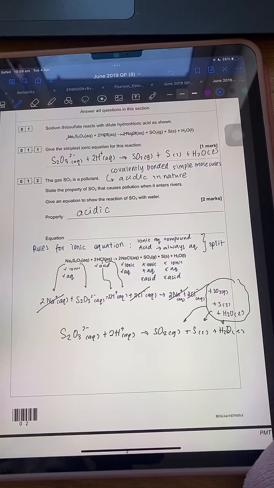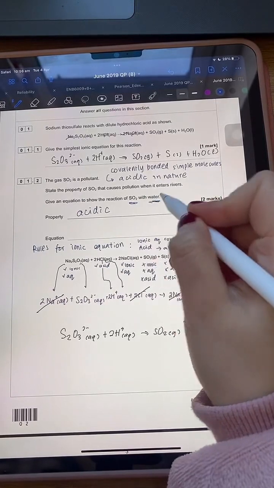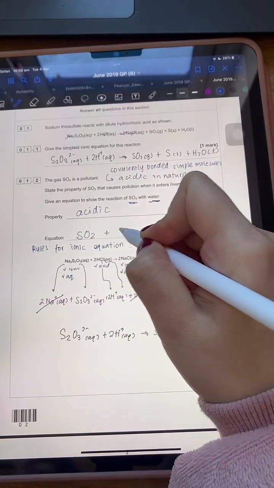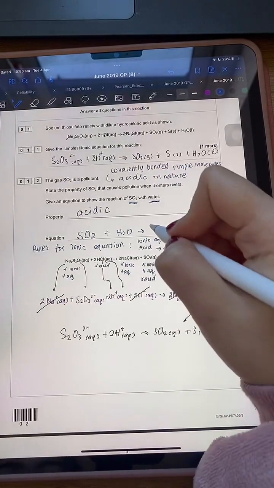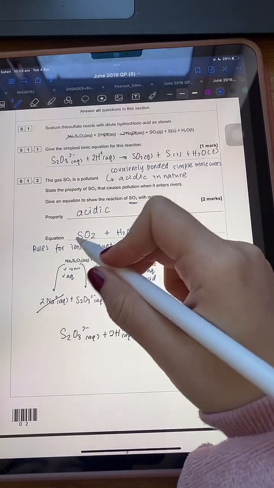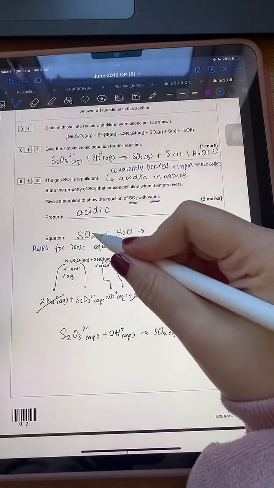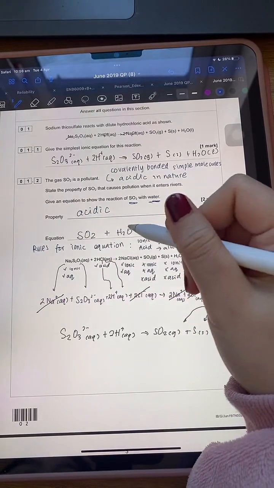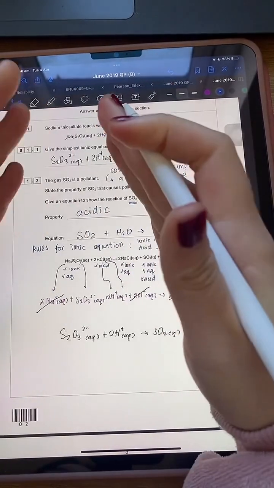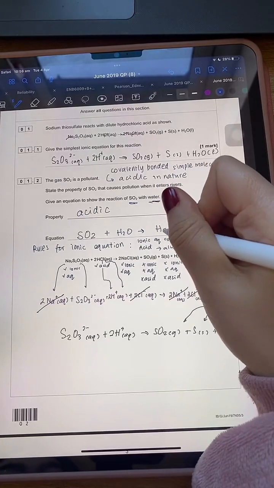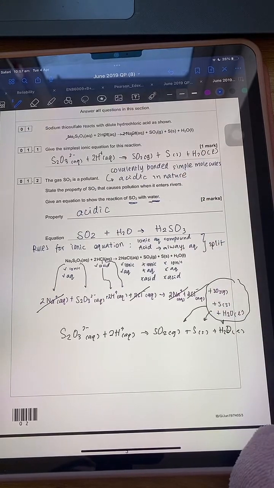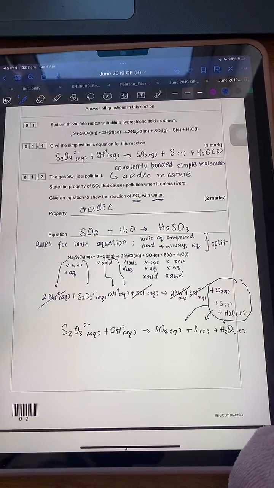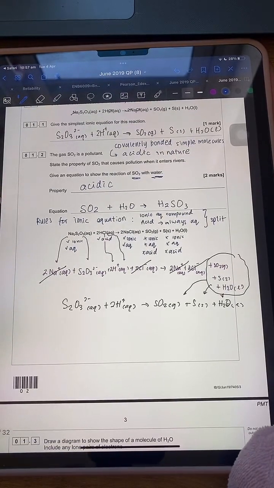Then they ask for the equation. Give the equation to show the reaction of SO2 with water. So we have SO2 plus H2O, and we want to make something acidic. This one's really simple, to be honest. All you have to do is just add them up together. When you have an acidic covalent compound reacting with water, just merge them together. So here you have 2 hydrogens, 1 sulfur, and 3 oxygens. And that's it. That's your equation. Again, this is the AQA A-level paper 3 chemistry.